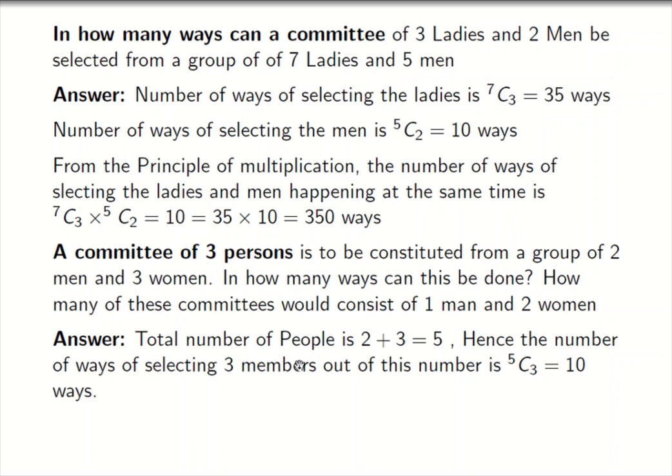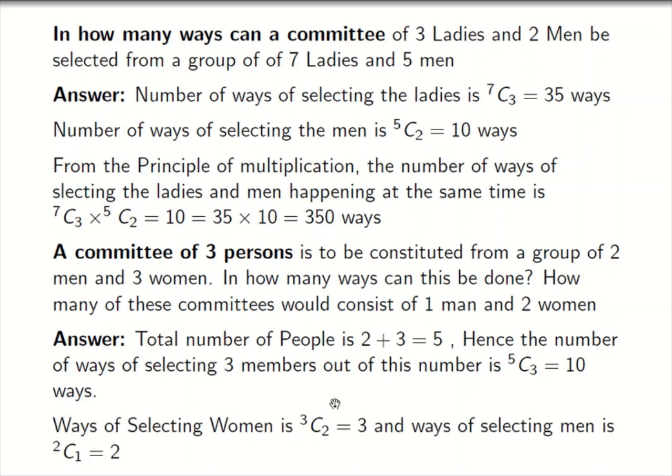Okay, so the total number of people is 2 + 3, which is equal to 5. Hence, the number of ways of selecting three members out of this number is 5C3, because this is just general. In how many ways can this be done? They didn't specify any condition on it.